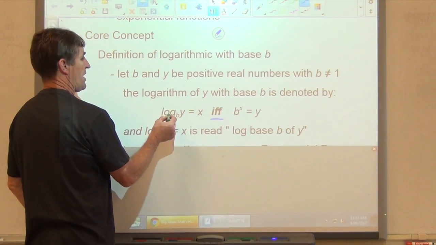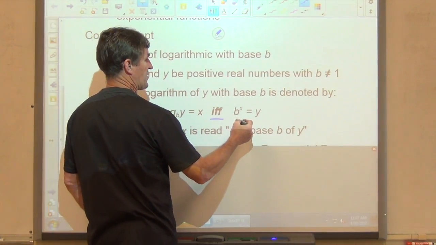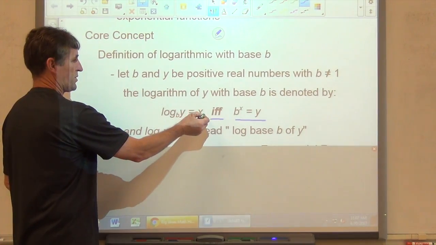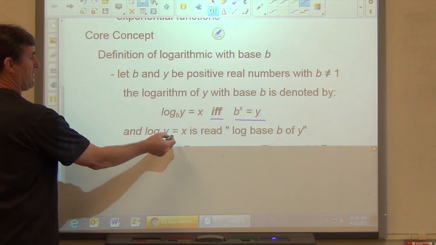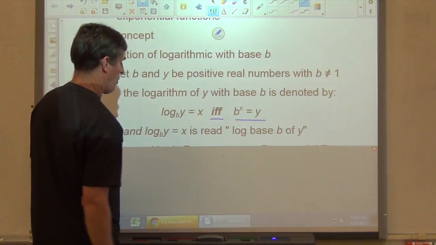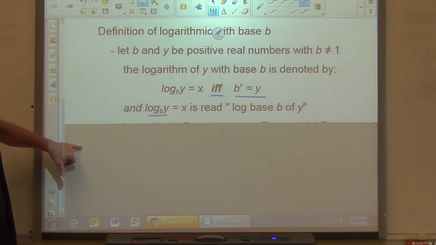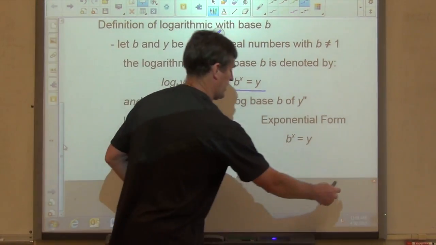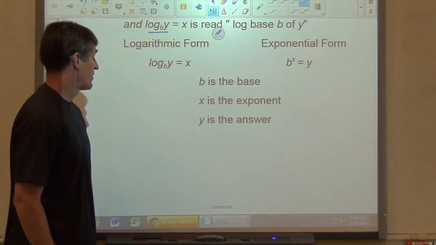So if I have a logarithm written this way, I can transfer it to exponential notation this way. Log base b of y equals x, if and only if b to the x equals y. And log base b of y equals x is read, as I've been saying, log base b of y. Okay? So we're going to be converting between logarithmic form and exponential form.